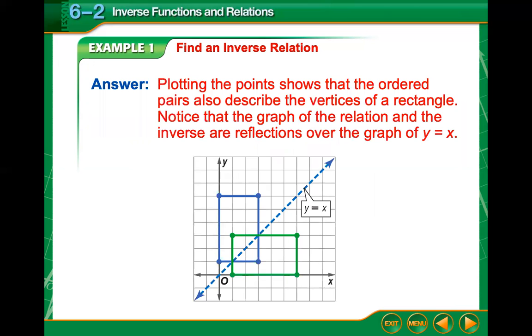And as you can see, if we plot the points, they are a reflection over the y equals x line, which shows they are inverses. So all inverse functions that we are going to be looking at are reflections over the y equals x line, which basically shows why we just switch x and y.